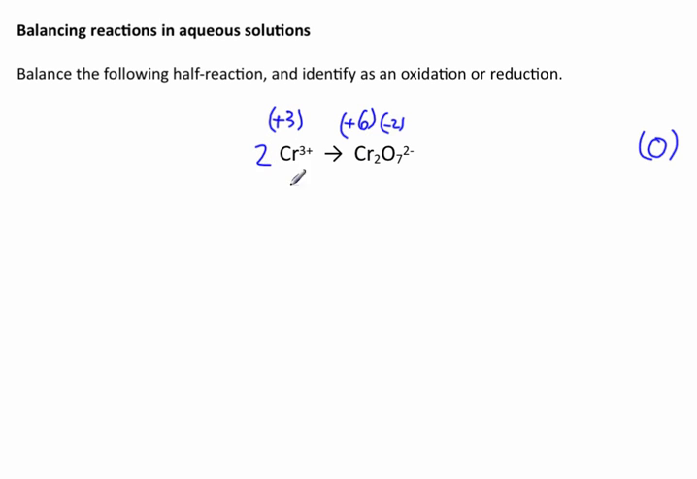We're going to balance that species. So I just put a 2 there. Now I have 2 chromiums and I have 2 chromiums, so that's balanced by mass. Next, we're going to balance the oxygen. And how are we going to do that?